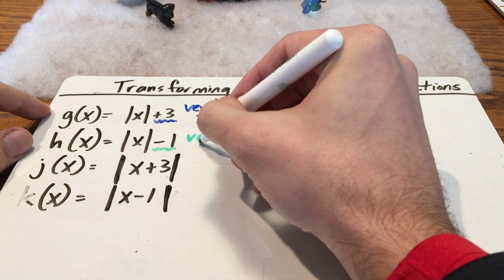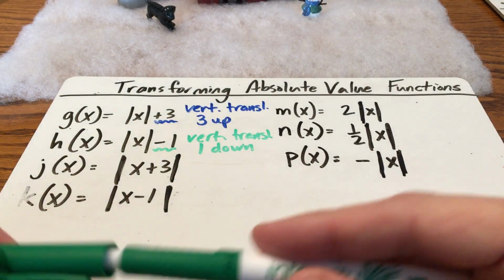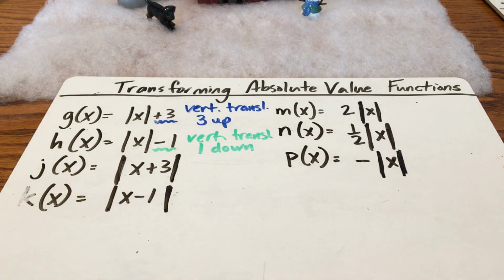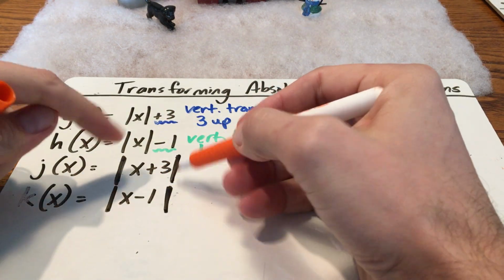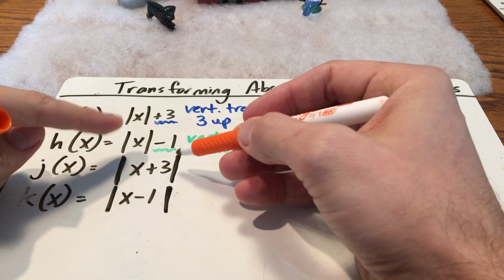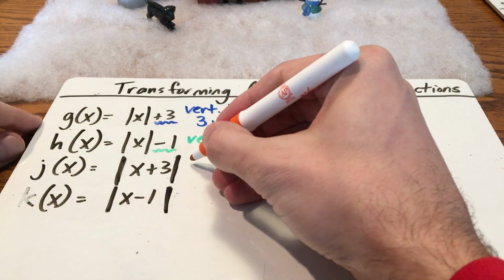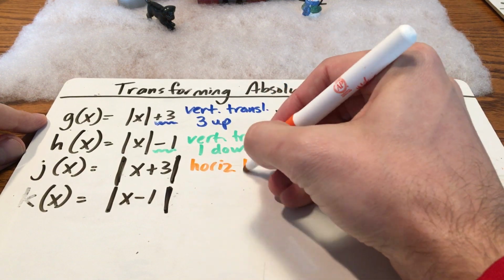This is going to be 1 unit down. Whenever they include it in the parentheses, you see how on this next one with the letter J, now we have the adding 3 inside the absolute value, right? In the previous lessons, it was inside parentheses, but now it's inside the absolute value. This is whenever it's horizontal. This is whenever you're going to move the graph to the right or to the left.